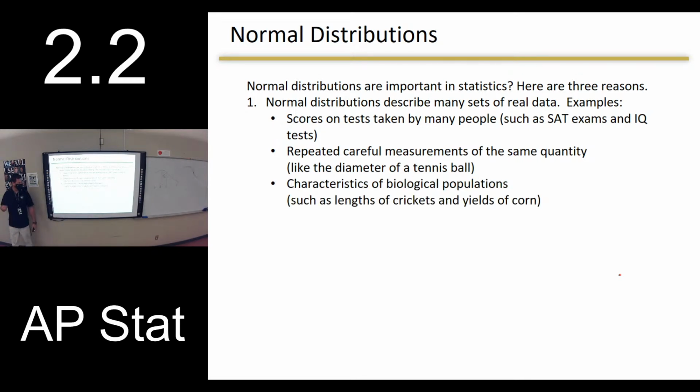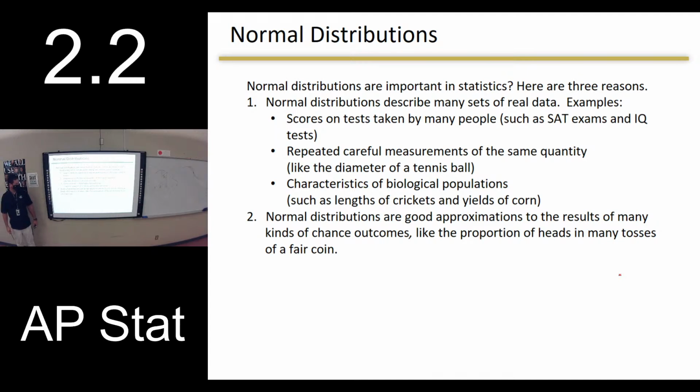Biological populations, length of crickets, height, shoe size, so many things in this world are normally distributed. Normal distributions are good approximations to the results of chance outcomes, like the proportion of heads in many tosses of a fair coin. If I toss a coin 10 times, I should get 5 heads, but I won't always get 5. Sometimes I'll get 4, sometimes 6. But to get 10 heads, or 0 heads, would be very, very unlikely. As I get closer to the middle, it becomes more likely. Anyway.